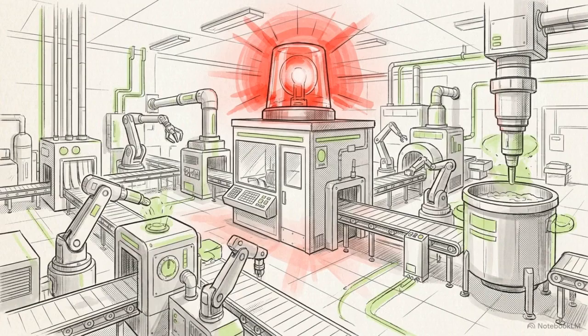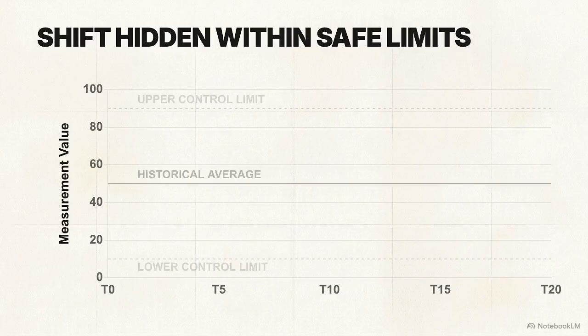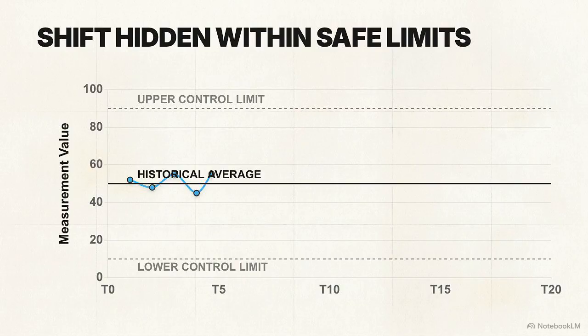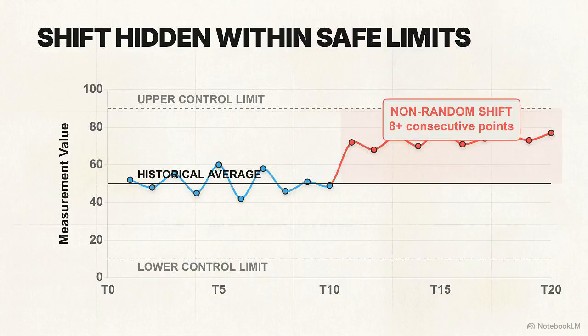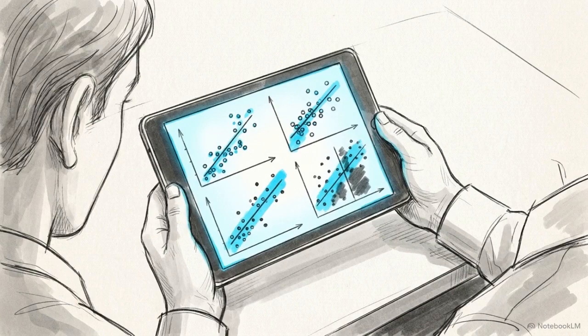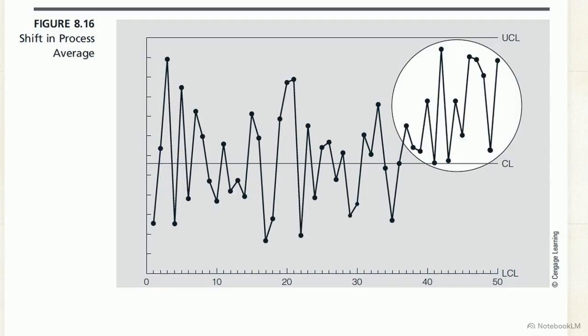This brings us to a statistical paradox. A process can be mathematically out of control, even if not a single data point ever crosses the upper or lower control limits. We detect these hidden failures by looking for specific non-random topologies within those boundaries. The first major anomaly to look for is the sudden shift. This chart shows exactly what a shift looks like.